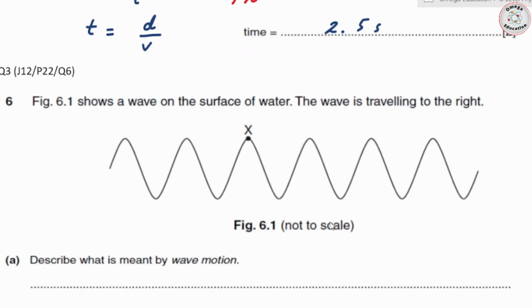Moving on to the next one, here we have title as question 6. Figure 6.1 shows a wave on the surface of the water. The wave is traveling to the right. All right, I can draw the direction of motion of the wave, which is on this side, to the right.